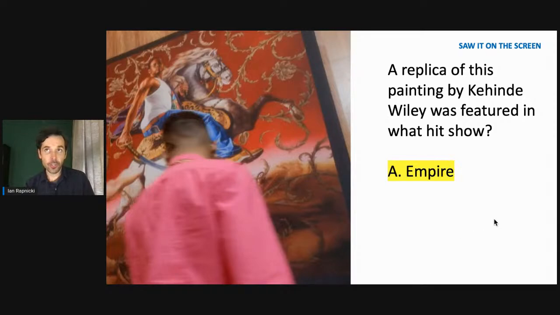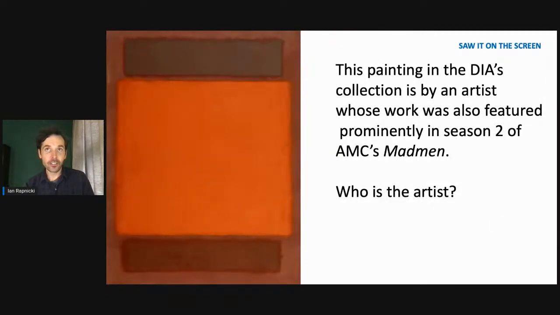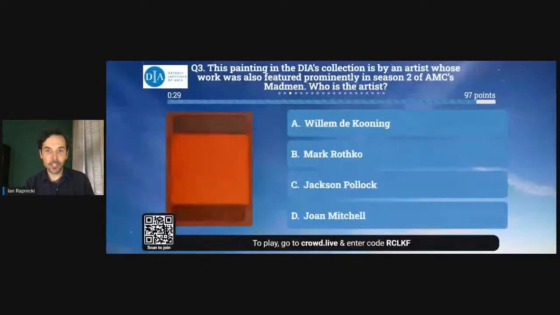Moving on to the third question in Saw It on Screen. The question is, this painting in the DIA's collection is by an artist whose work was also featured prominently in season 2 of AMC's Mad Men. Which artist is this painting by? Is it Willem de Kooning, Mark Rothko, Jackson Pollock, or Joan Mitchell?